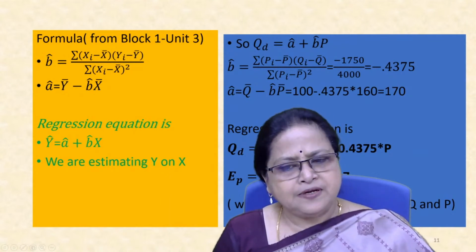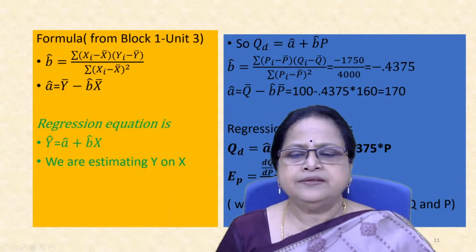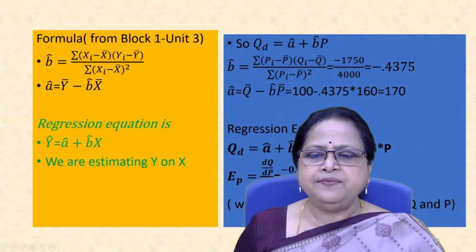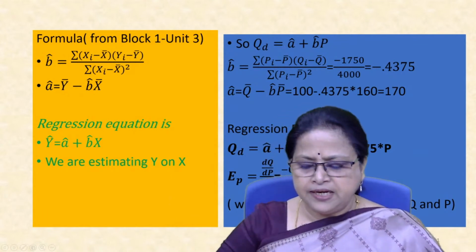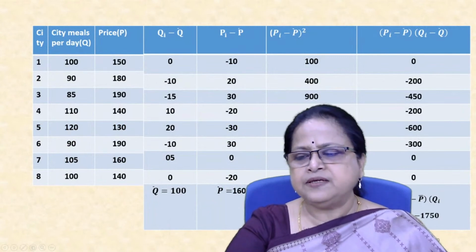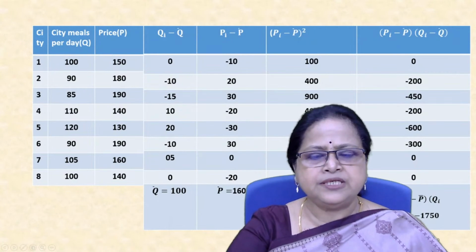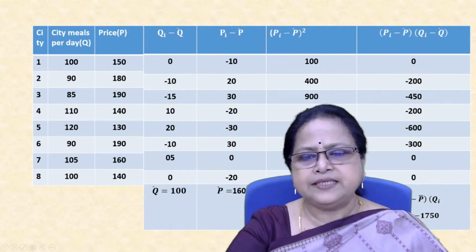Qd is a function of price. So instead of y hat, we write Qd, with A hat, B hat, and for x we write P. P is the independent variable, and Qd is the dependent variable. From the earlier slide, we find the values here: the summations are minus 1750 and 4000, the average Q is 100, and the average price is 160.